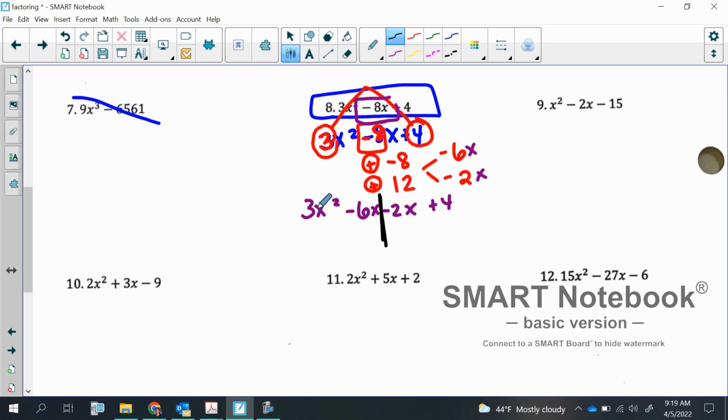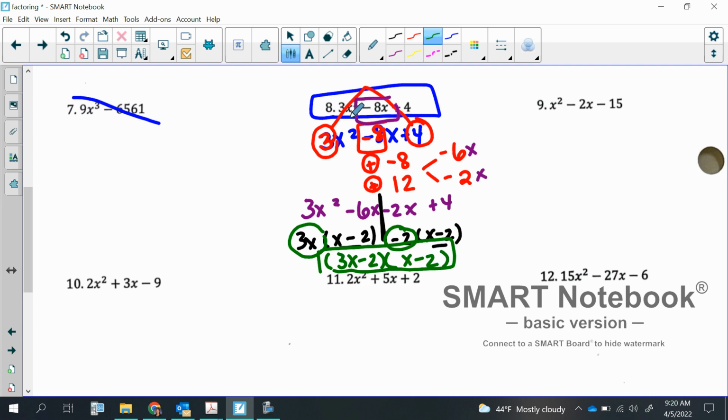So 3x squared minus 6x, we can factor out a 3x, we're left with x minus 2. We can factor out a negative 2, we're left with x minus 2. If you did it correctly, the parentheses should be the same. Your final answer is whatever is in front becomes one factor, whatever is in the parentheses becomes the other. This is my final answer. If I FOIL it out, I'm going to get the original.